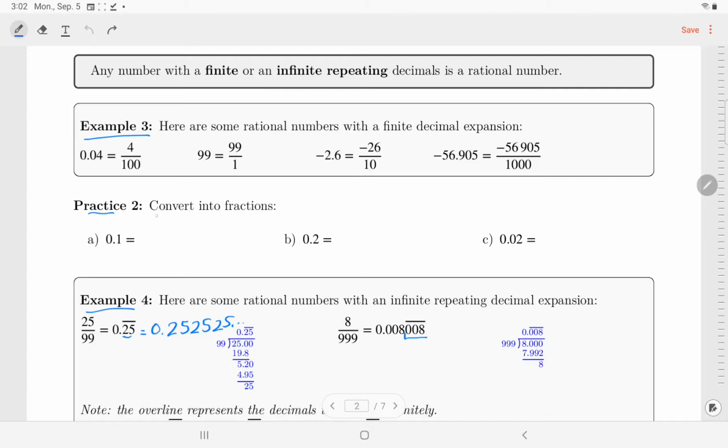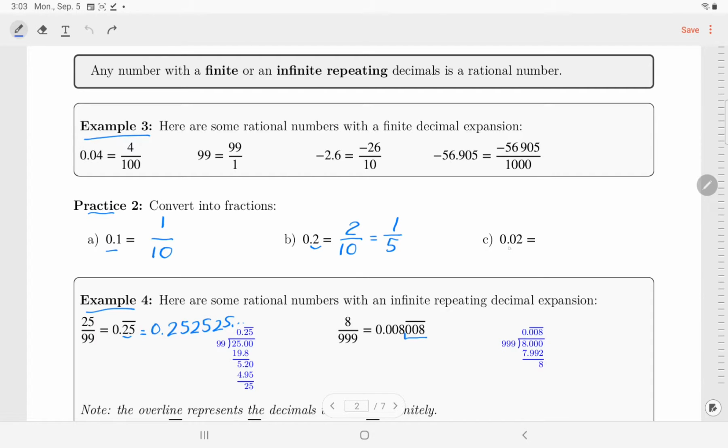Okay, let's review how to convert decimal numbers into fractions. So if we have one decimal place, we write it over 10. So this is 1 over 10. Again, we have only one decimal place, so that's 2 over 10. And of course, we know that we have to simplify all the fractions. So 2 divided by 2 and 10 divided by 2. We get 1 over 5.